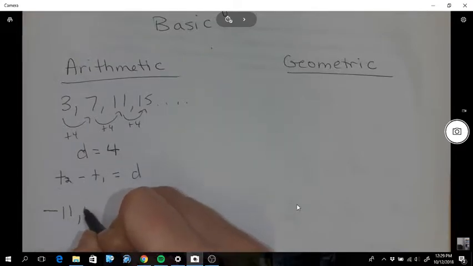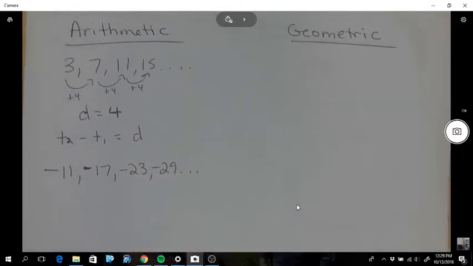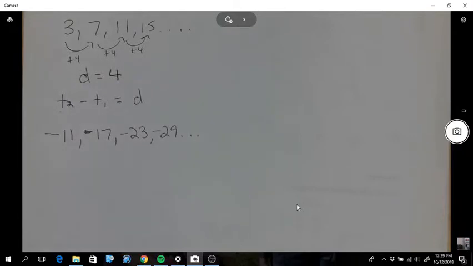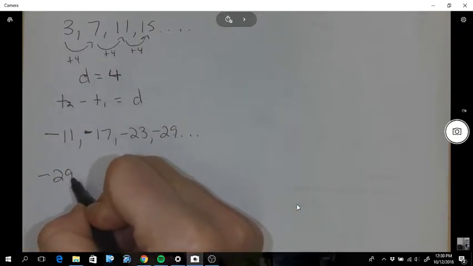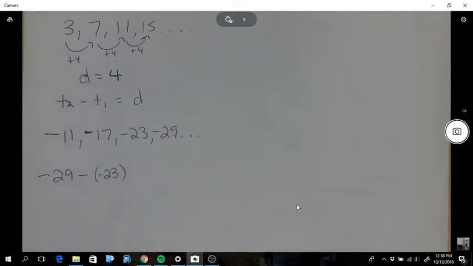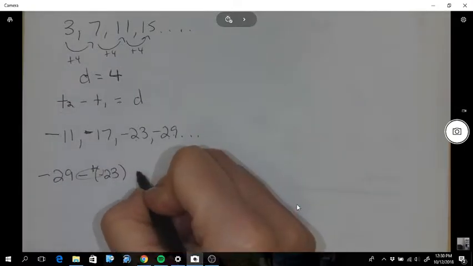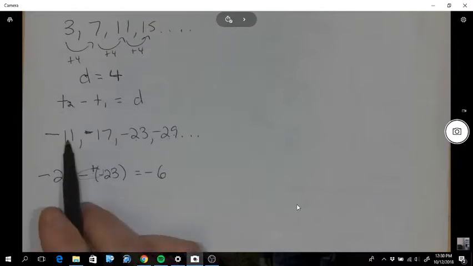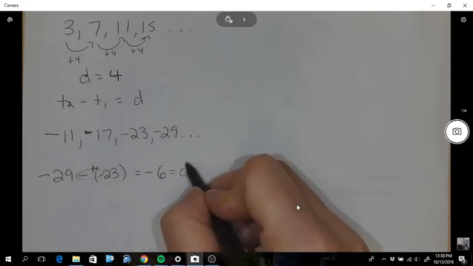Negative 11, negative 17, negative 23, negative 29. What's going on in that? So this time, let's not do the visual way, I'll do the algebraic way and see what's happening. I'm going to take a term, let's pick this one, and subtract its previous term. Subtracting a negative makes me add. Negative 29 plus 23 is negative 6. So every single time in the sequence, as you move on, you're going down by 6. So our difference is negative 6.